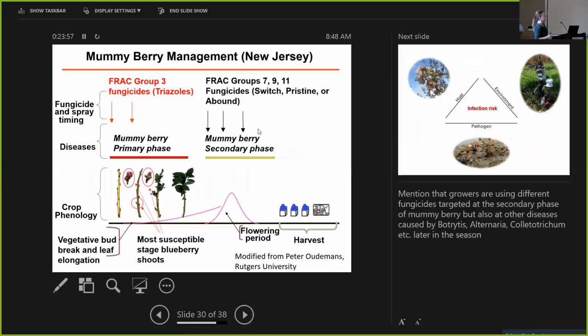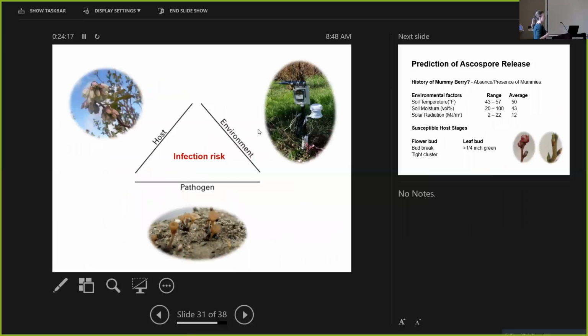Now, this is the same slide as I presented before, but what I would like to correct there is that we need to make sure that we don't only monitor the vegetative buds, we should also include monitoring of the floral buds for timely application of management practices. Now, this last objective of my research was to develop a prediction model for the infection risk or the Ascospore release.